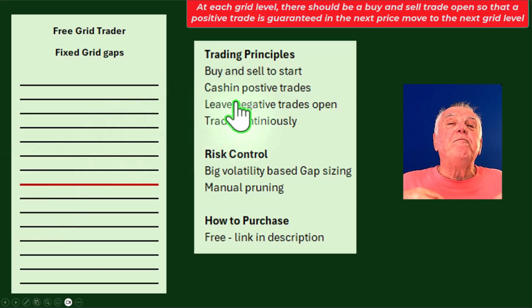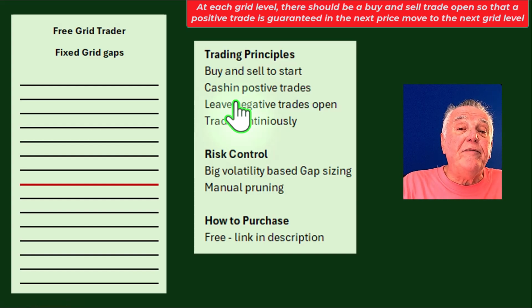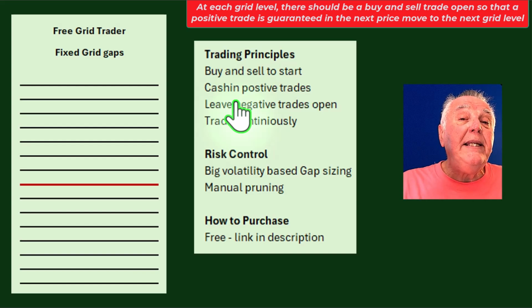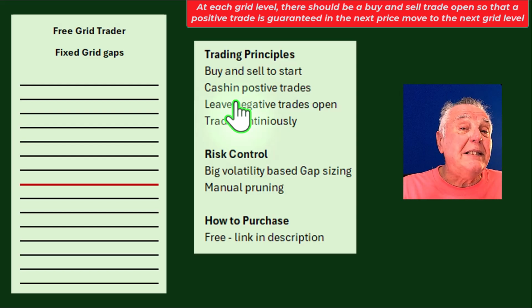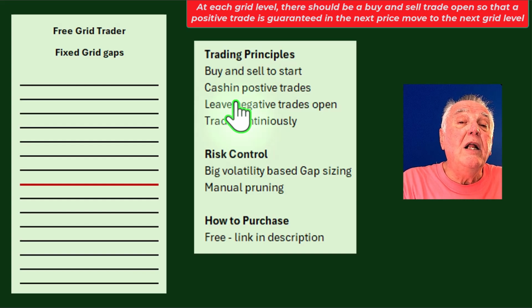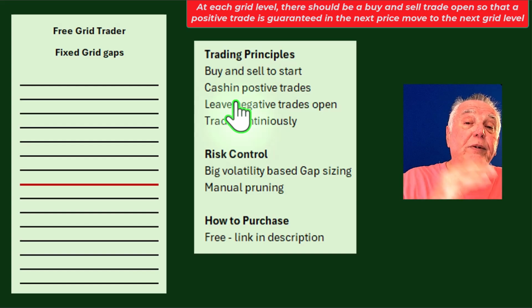When one of the buy and sell transactions reaches the next grid level, it will be positive and you cash that in. One of the legs will be negative because it's gone the wrong way, and you just leave those open. As simple as that. Then you let price action happen. The next thing you do is make sure there's a buy and a sell opportunity at the next grid level. So you would enter a buy and sell at that level, so that you're always assured of a positive trade if the price moves from one grid level to the next level.